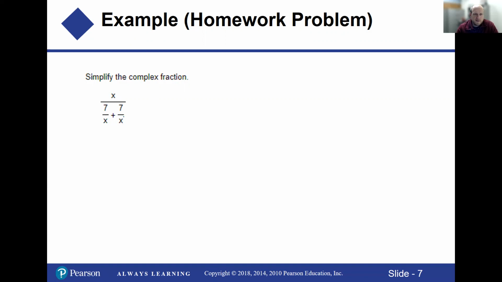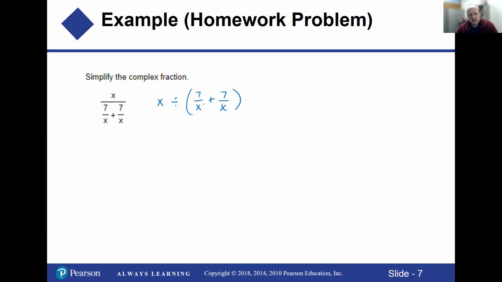Not with that plus in there. So what do I do? First of all, let's rewrite this. This is really x divided by this entire denominator. And I can't flip this until it's a single fraction. So I'm going to add these two together.